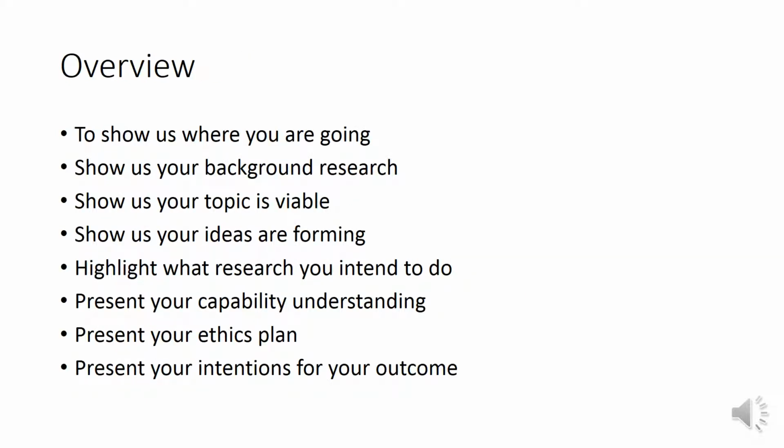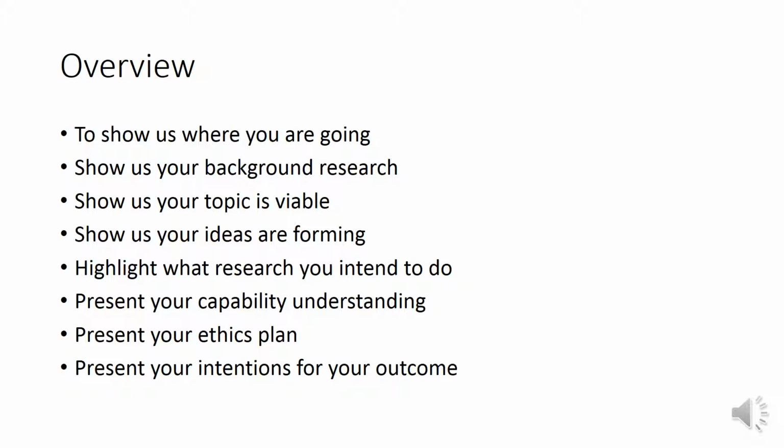So the point of this assignment is that you're going to show us where you're going, what your plan is. The point of the proposal is to propose information. It's not set in stone. It is going to change, and you need to be willing to be flexible.